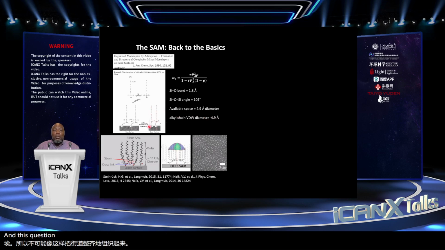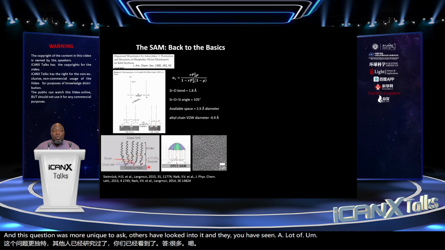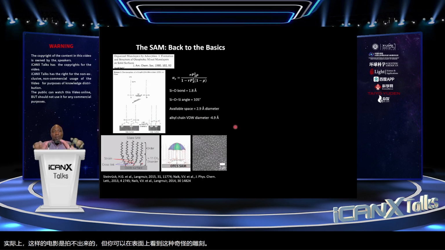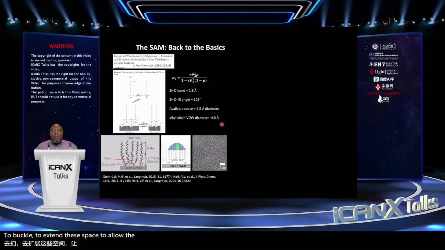And this question was not unique to us. Others have looked into it, and we have seen a lot of strain associated with these kinds of bonds. And of course, Nick Spencer showed using refractive spectroscopy that I actually don't get a monolayer like this, but you get these weird curved arrangements on the surface that buckle, to extend this space to allow the chains to exist.